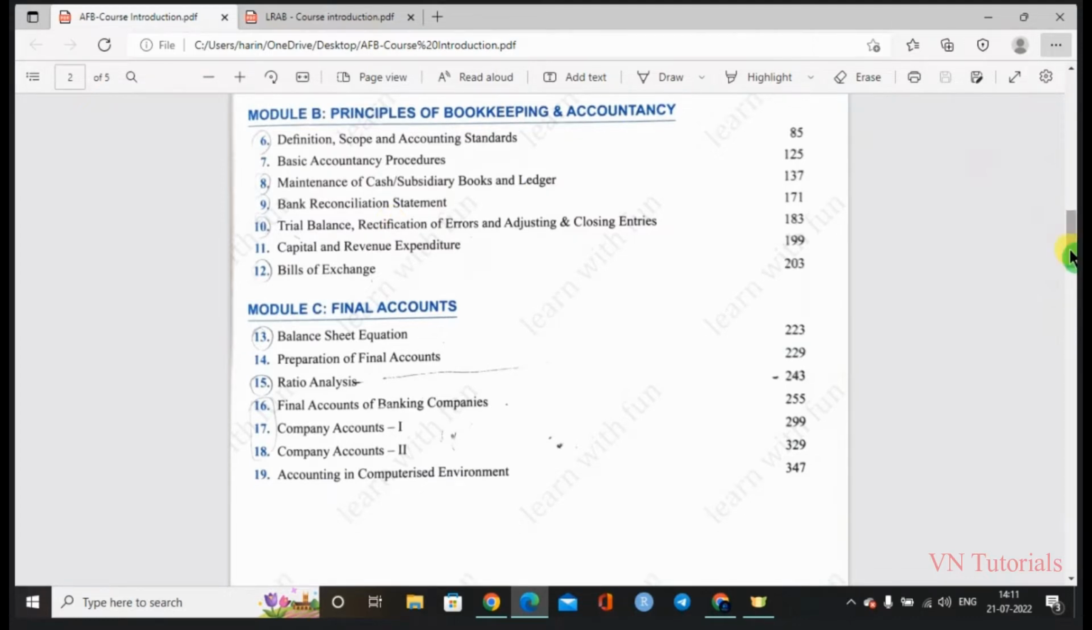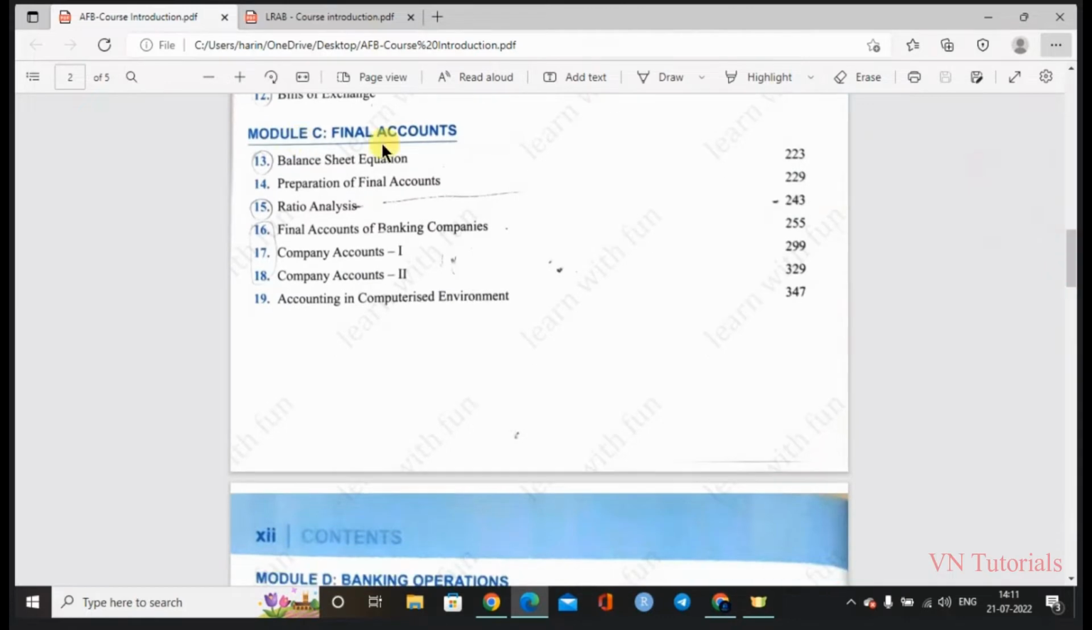Then in Module C, we are going to see about the final accounts, that is balance sheet equation, preparation of final accounts, ratio analysis, final accounts of banking companies, company accounts 1, company accounts 2, and accounting in computerized environment.